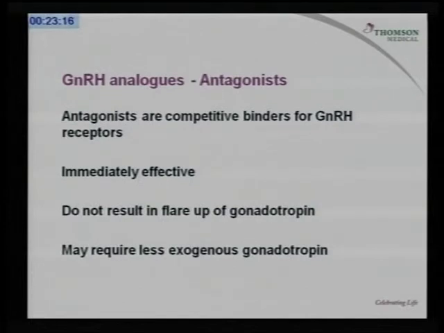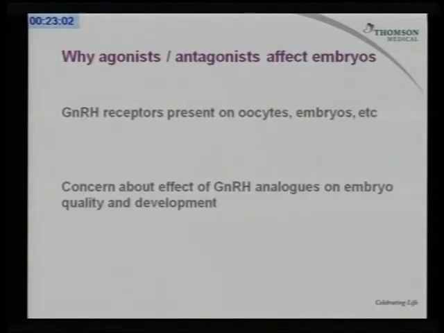Whereas antagonists are competitive binders of GnRH receptors. So they are immediately effective and do not result in a flare of the gonadotropin level. Because of that, they may require less exogenous gonadotropin. But these are actually used to achieve ovarian suppression, that is, pituitary desensitization. Then why are they going to affect the embryos?